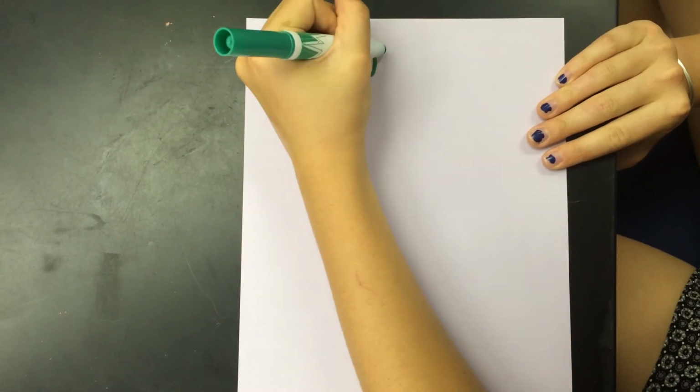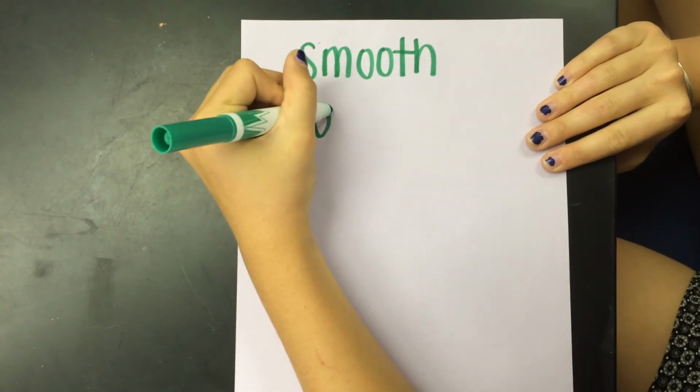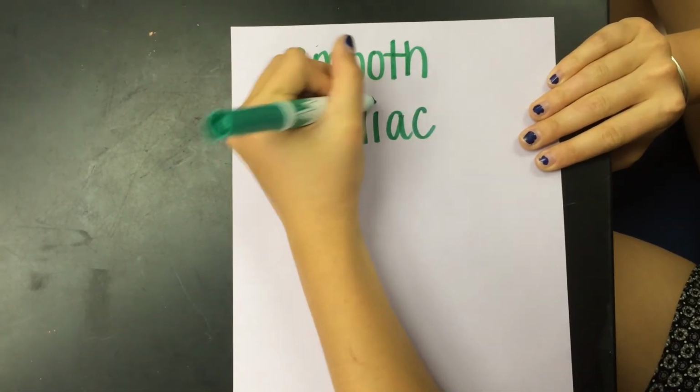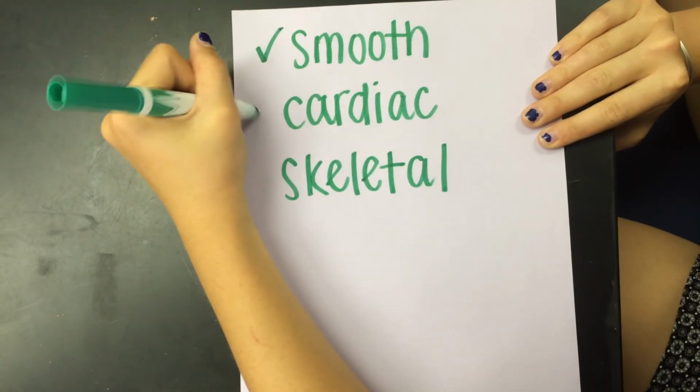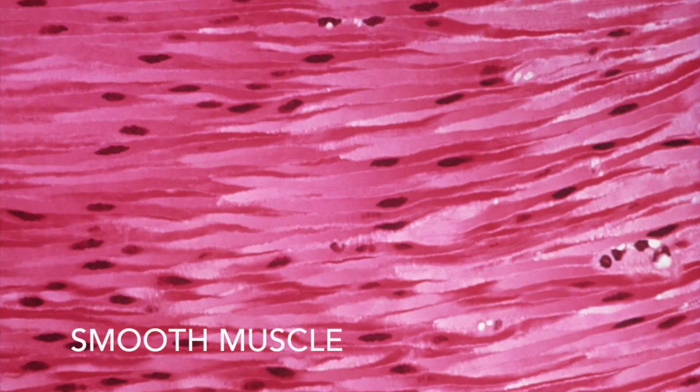Muscle tissue makes up all your muscles, including the heart. This includes three basic types: smooth, cardiac, and skeletal. Smooth muscle tissue can be found in places like your esophagus. Smooth muscle is very different from the other two muscle types.